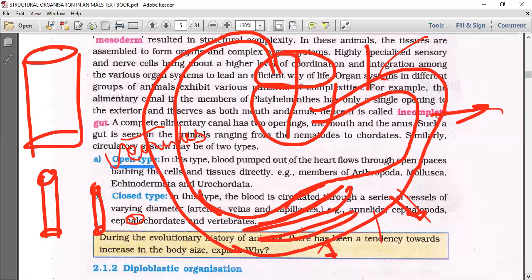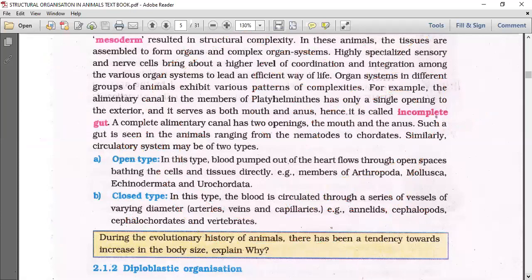Where do we see this kind of closed vascular system? In annelids, cephalopods, cephalochordates, and vertebrates. So there we can see this kind of closed type. Now, open type. How can the open type be seen?